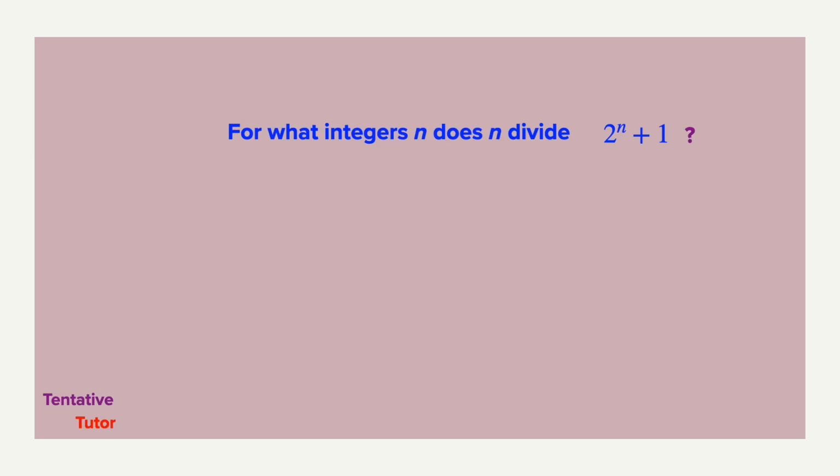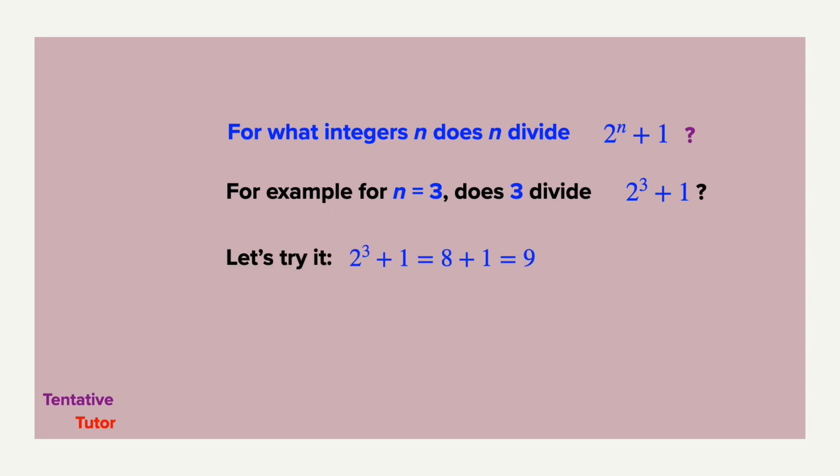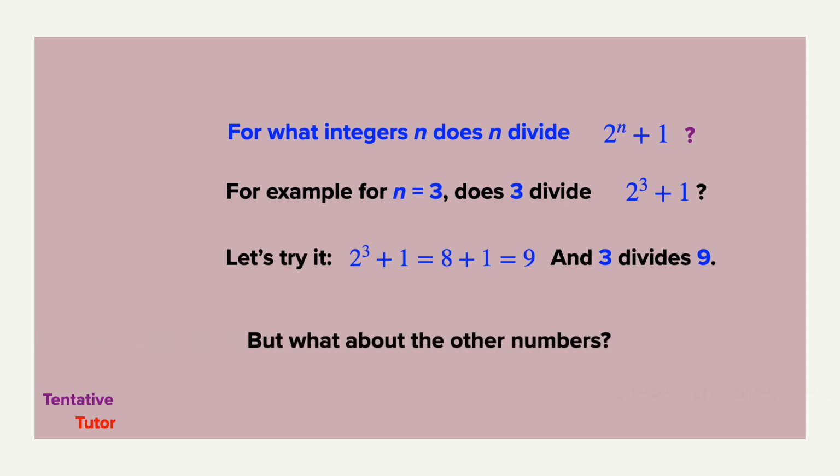Let's look at some examples. For n equal to 3, does 3 divide 2 cubed plus 1? Let's give it a try. 2 cubed plus 1 is 9, and in fact 3 divides 9. So that works out. What about any other numbers? Are there any other values of n that might work?